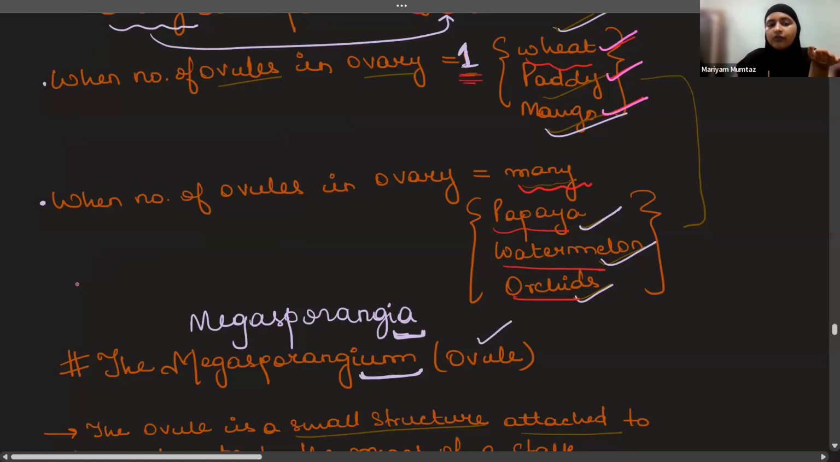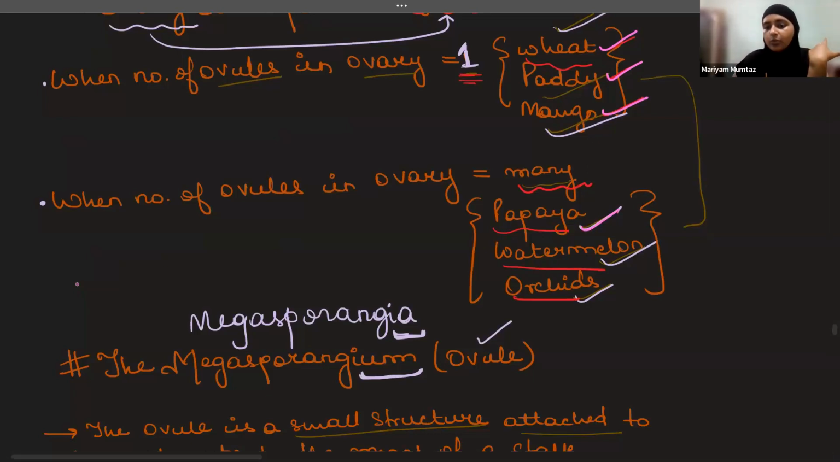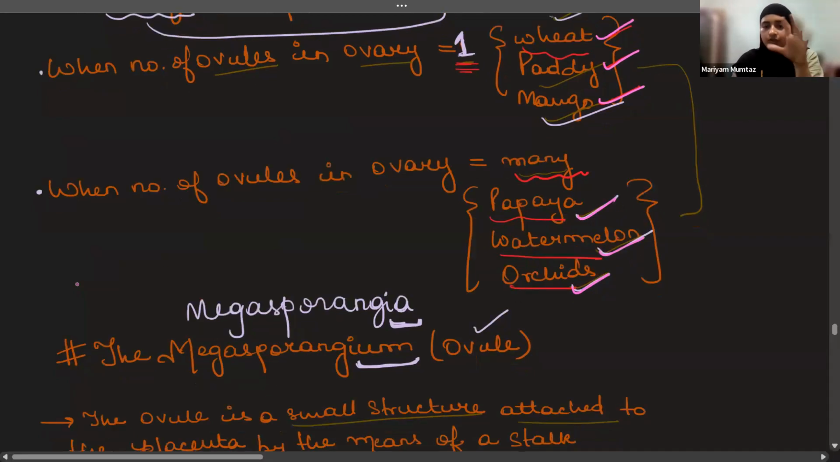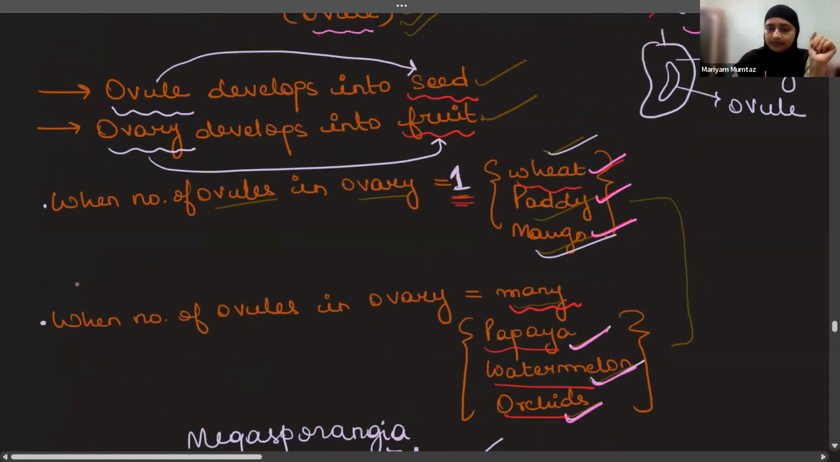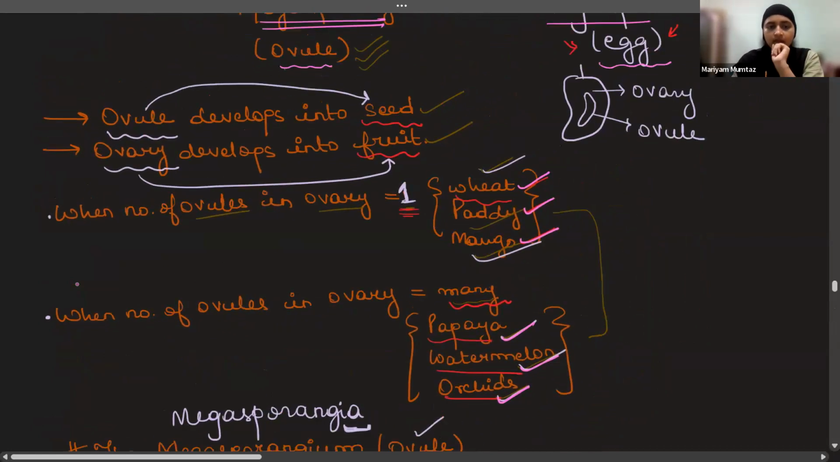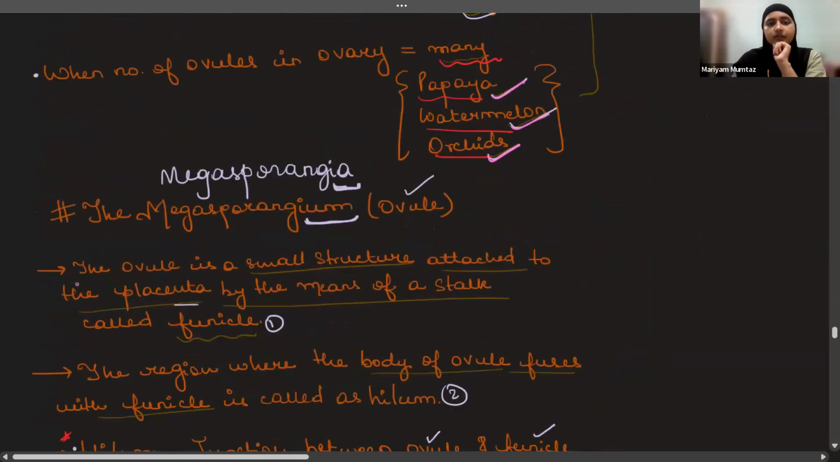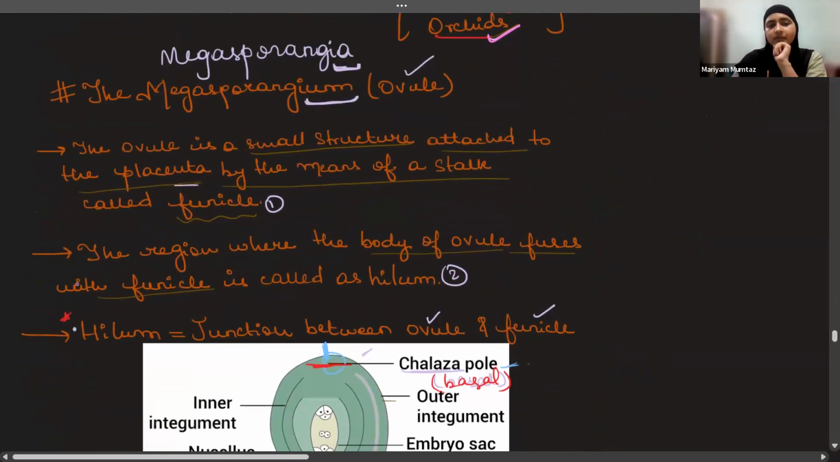And then when the number of ovules in the ovary is multiple, then we have papaya, watermelon, and even orchids. Okay, again, orchid is a flower, right? So it varies. Now, this much is clear to you people? Yes. No. Okay, very good. Now, moving forward, there is megasporangia.